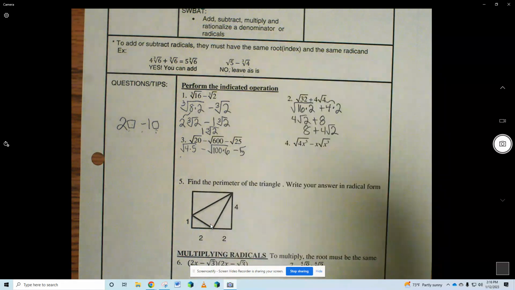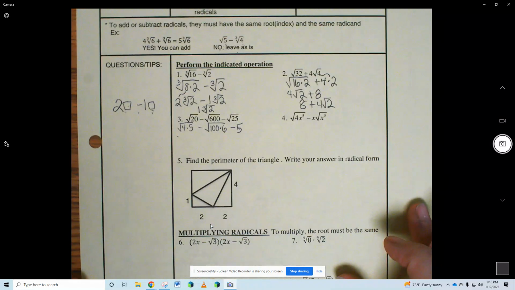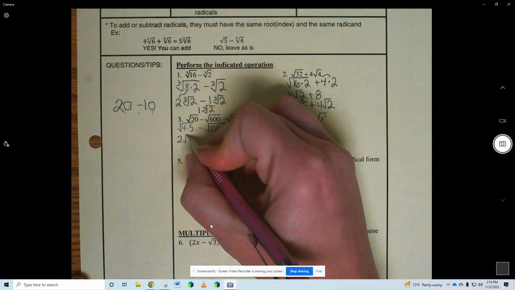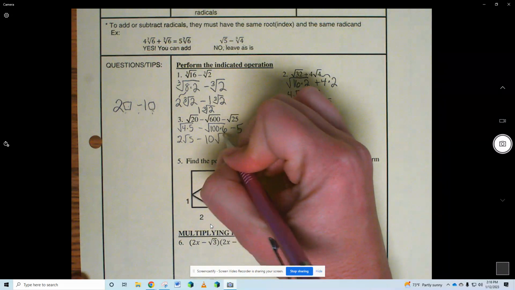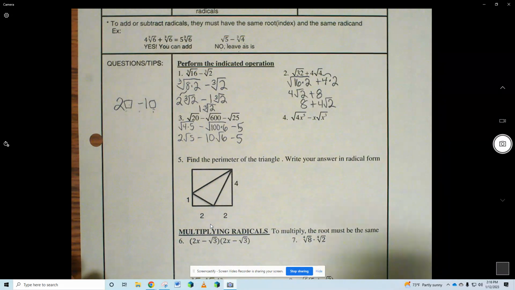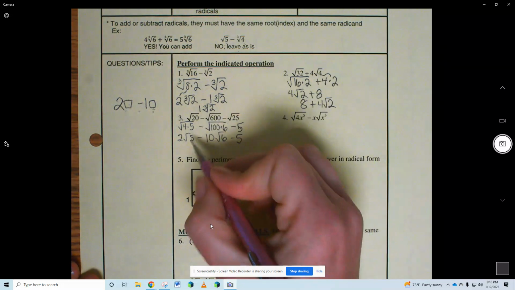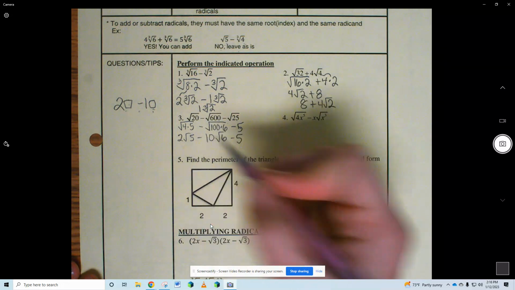So, simplify it. The 4 is a perfect square. 2 rad 5 minus 10 rad 6 minus 5. There's nothing special about this.